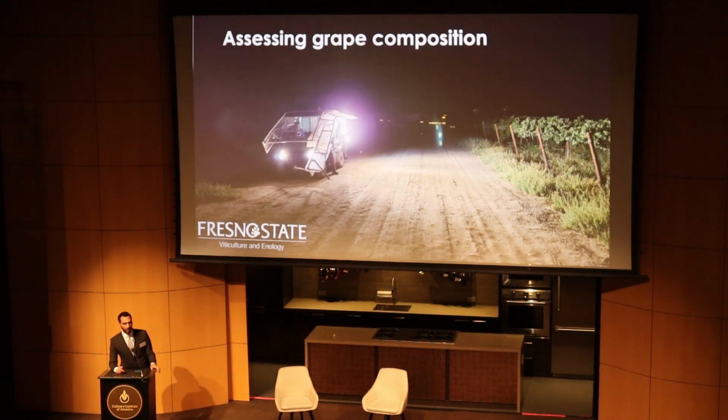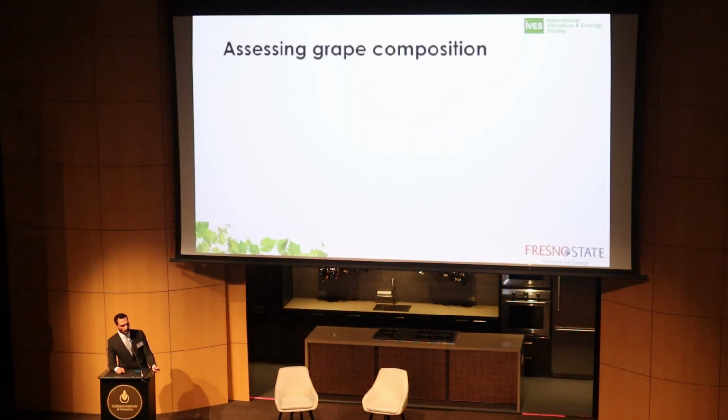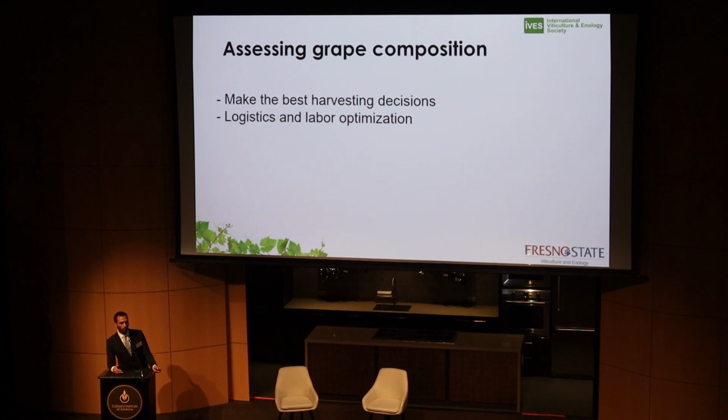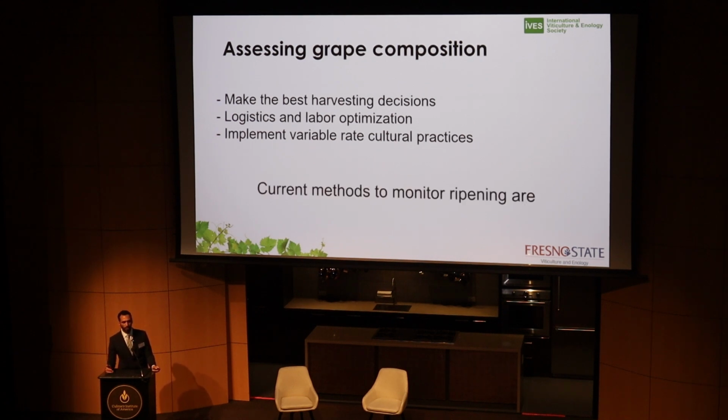So now that I gave this introduction, I just want to showcase a little bit of trials that we have done at Fresno State, starting with assessing grape composition. Why do we need a grape composition assessment? Because we want to make the best harvesting decision. We want to optimize the logistics and the labor in the busiest time of the year. And also we can open the road to implement variable rate cultural practices, or adapting the management in the vineyard according to the location in the field, if we can map grape composition.